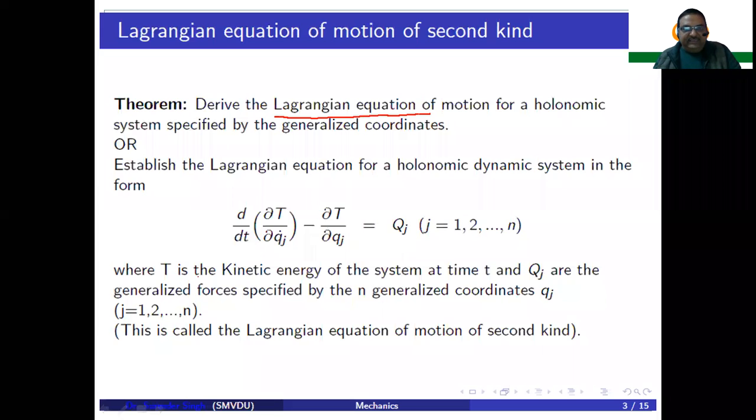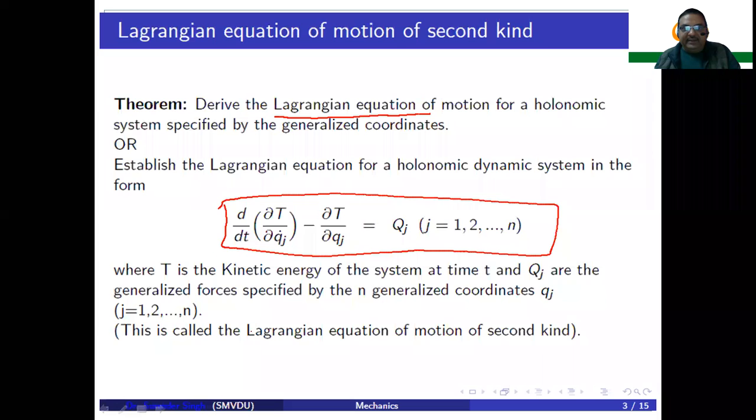Here T is the kinetic energy of the system at time t, and Qj are the generalized forces specified by n generalized coordinates qj, j going from 1 to n. This equation is called the Lagrangian equation of motion of second kind. Here we have already discussed these notations: qj denotes the generalized coordinates, and qj dot is del qj divided by del t, that is the generalized velocity.